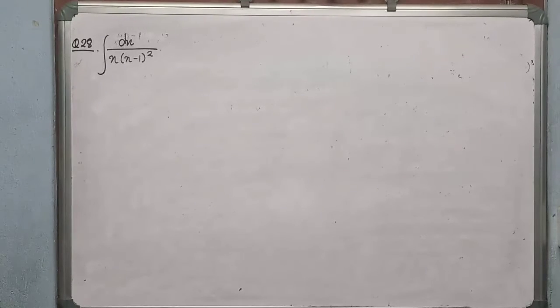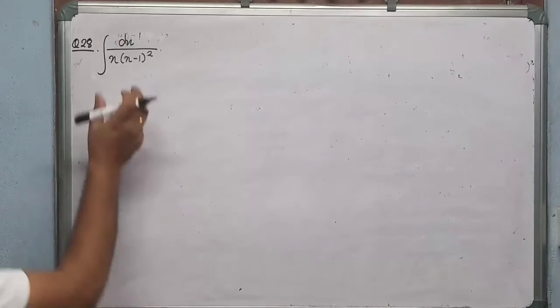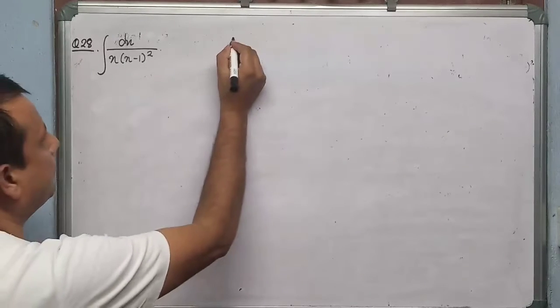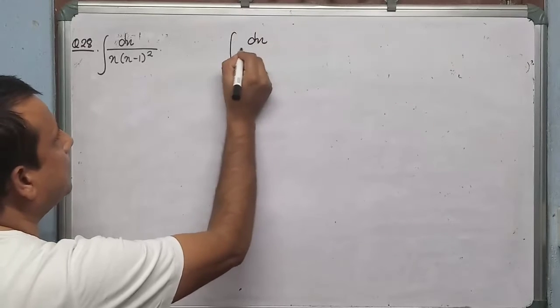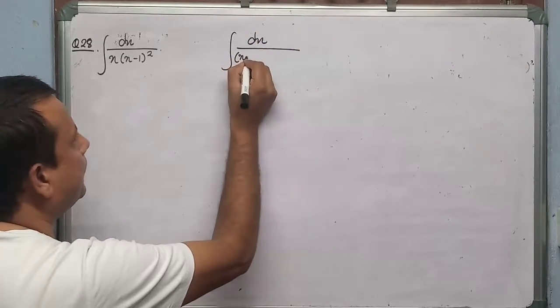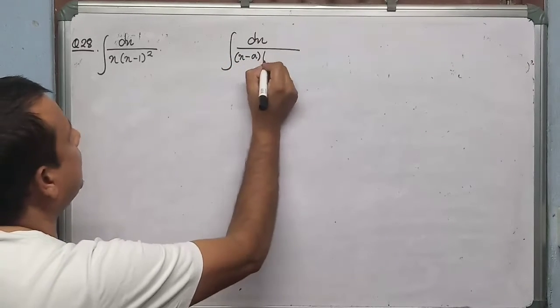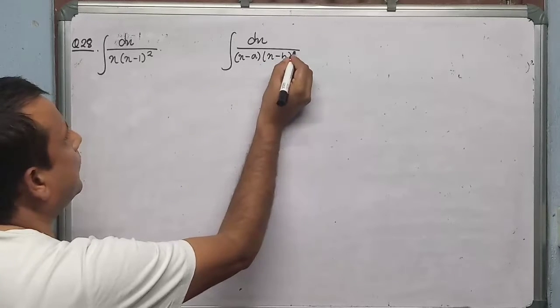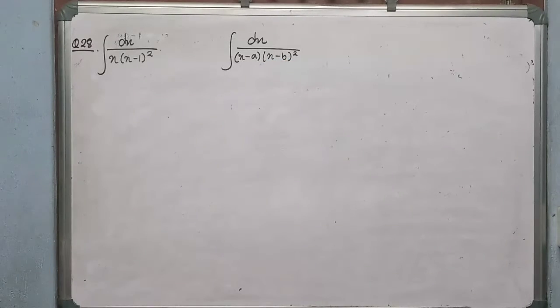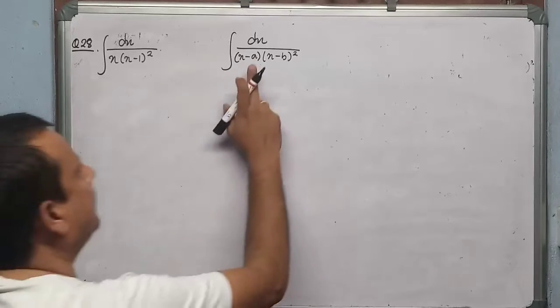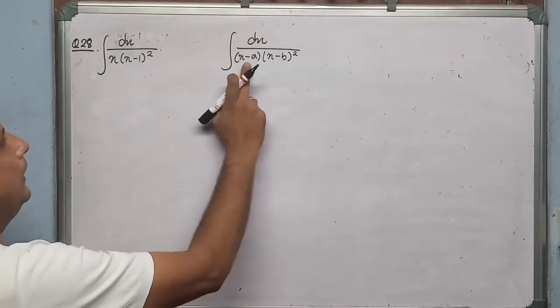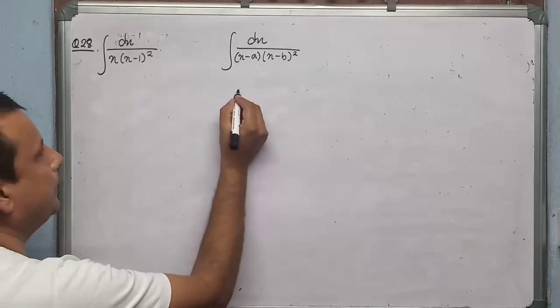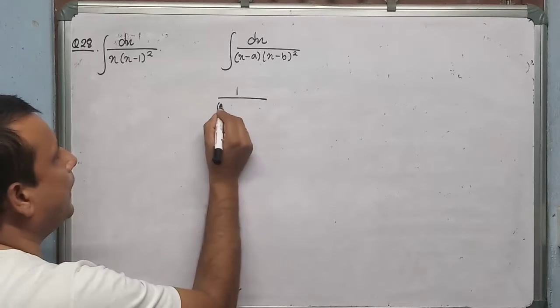In this form, dx over x into x minus 1 whole square. For this kind of question, how do we use partial fractions? It is in terms of linear into quadratic, or we can say perfect square.